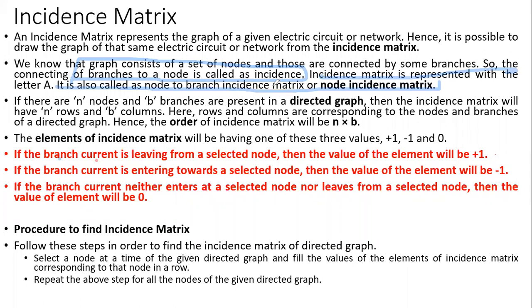So incidence matrix is the main matrix for the graph, the overall matrix. It gives all the detail of the graph. If you know incidence matrix, you can always draw the graph.